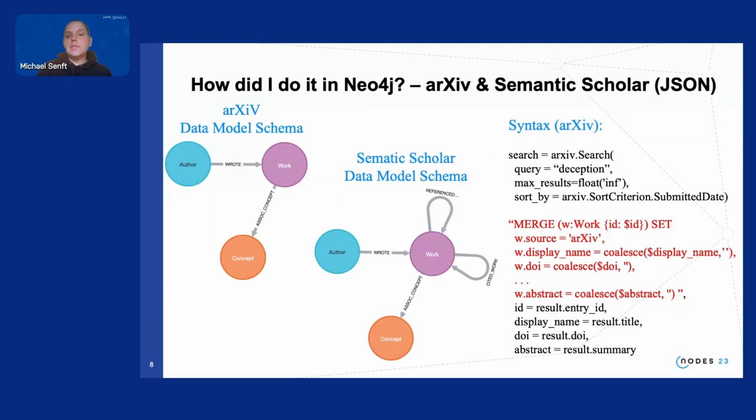This slide depicts the import of data from both arXiv and Semantic Scholar. Both platforms have an API which can be called to retrieve JSON formatted results, with 16 data fields retrieved for both datasets. Each includes information on work, author, and concept, but only Semantic Scholar has information on works referenced and works cited to create these relationships.